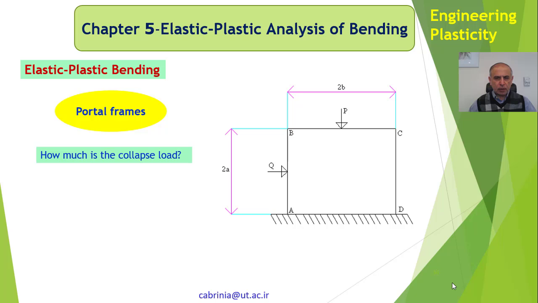In this part, we are considering a structural frame under load. As you can see, this frame has members AB, BC, and CD. AB has a length of 2a, BC has a length of 2b. The load Q is acting horizontally and load P is acting vertically. Both Q and P are acting at the middle of members AB and BC.